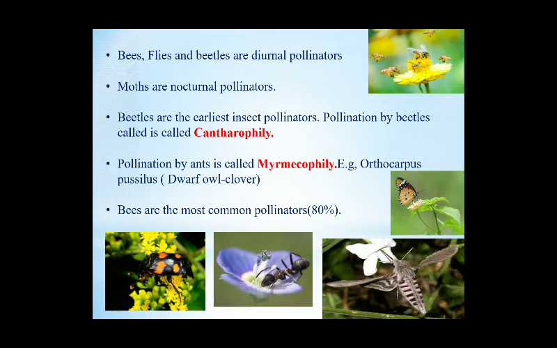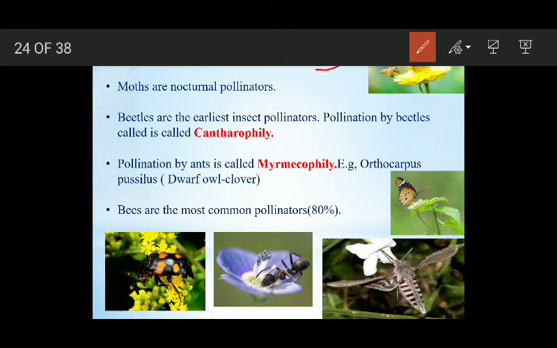Now, you have different types of insect pollinators. These pollinators differ with respect to their behaviors. For example, bees, flies, and beetles are diurnal pollinators. That means they cause pollination during daytime. While moths are nocturnal pollinators, they cause pollination during nights.